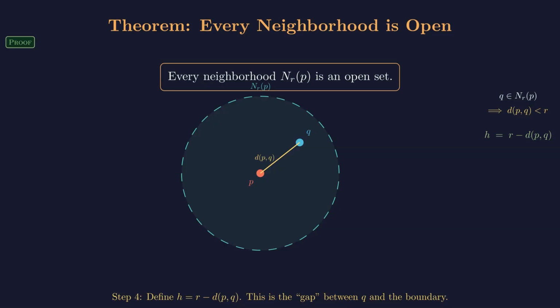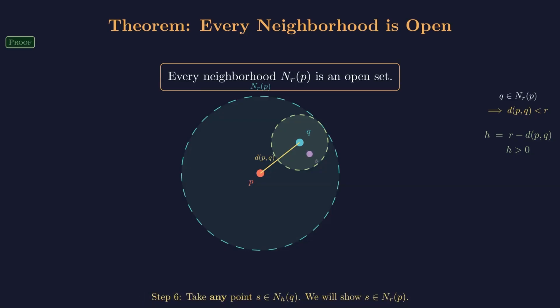We define h as r minus d of P and Q. This is the leftover distance, the gap between Q and the boundary. Because d of P, Q is strictly less than r, h is strictly positive. Now, draw a ball of radius h around Q. It fits snugly inside the original neighborhood, just touching the boundary.